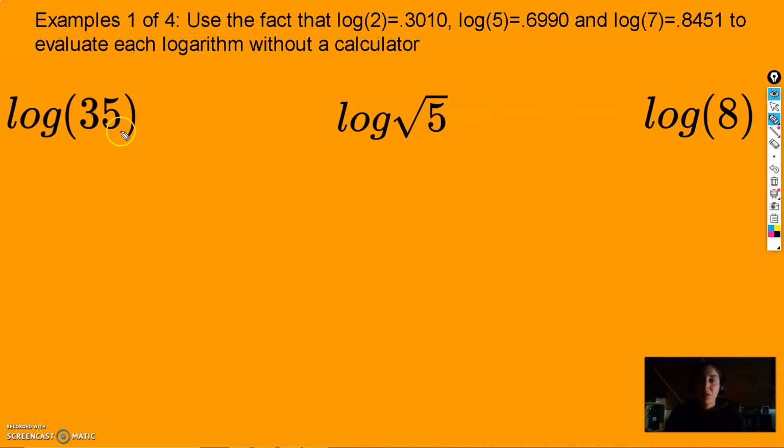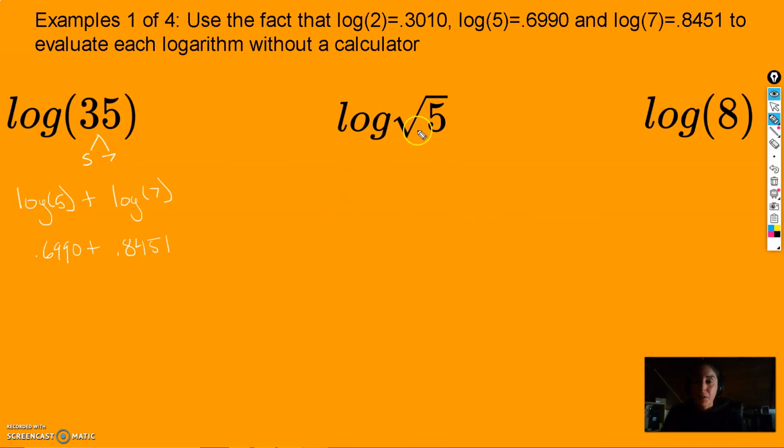So 35, how can I split 35? Well, 35 I know is 5 times 7, so I can split this into 5 times 7, and I can use the product rule. The product rule says I split it into the sum. So this would be log of 5 plus log of 7. Log of 5, as we know, is 0.6990. Log of 7 is 0.8451. So all I would do is add these together, and that would give me my log of 35. I'm going to go quite quickly through these because we have a lot of examples to cover.